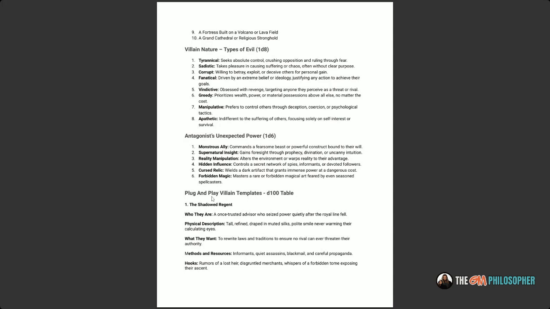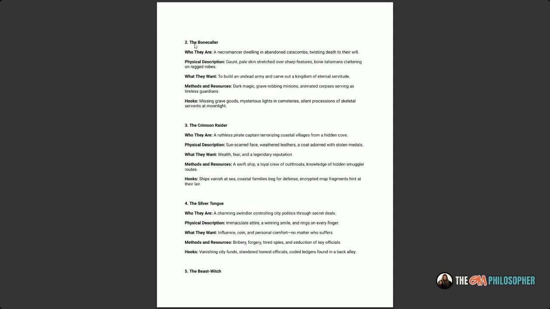And then I do have a D100 table of plug and play villain templates. There's the Shadowed Regent. This covers who they are, their physical description, what they want, methods and resources, and then hooks about them. There's the Bone Caller, the Crimson Raider, the Silver Tongue. So there's a bunch of different villains in there. If you were to download that ebook, you could find a villain template you liked or randomly roll on one, and then flesh out the details with the tables or with your own ideas, with stuff you've gathered from shows and movies, etc.